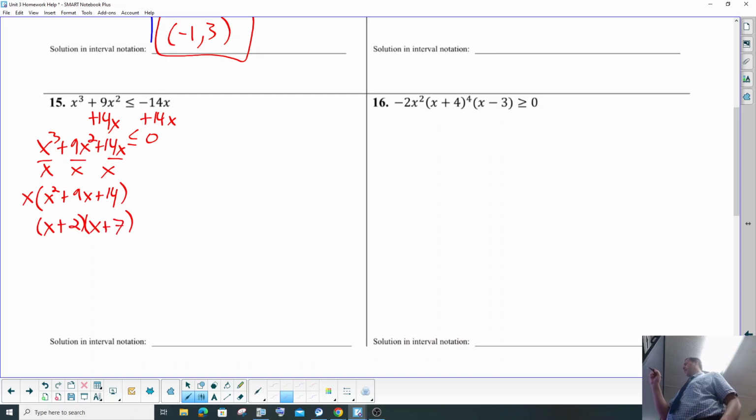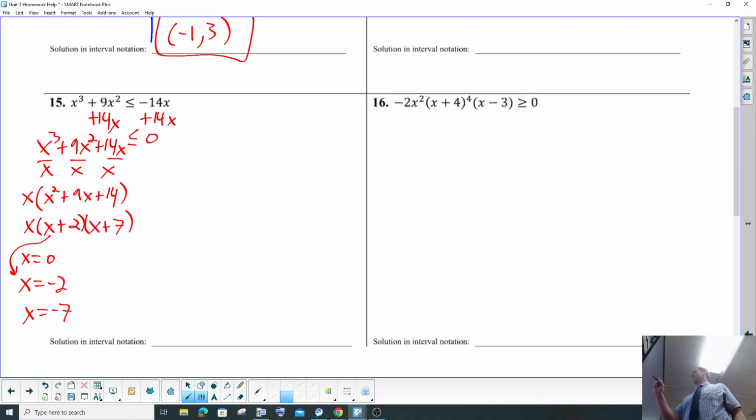Plus and plus. So now we have an x equals 0. We have an x plus 2 that becomes an x equals negative 2. And then we also have a negative 7. Set each one equal to 0. Pause me. Try this one on your own.